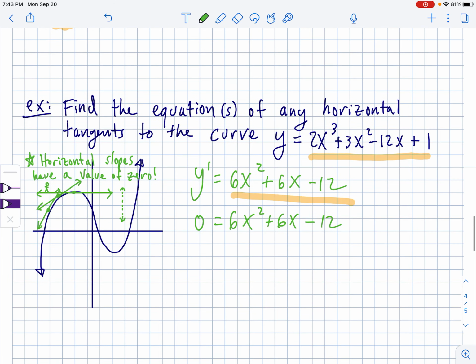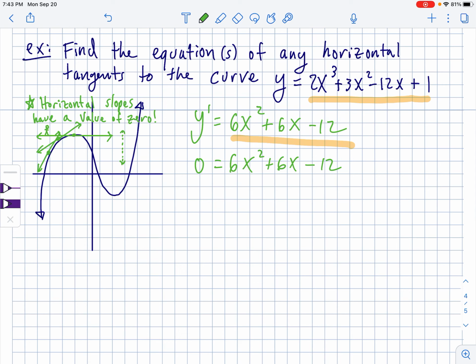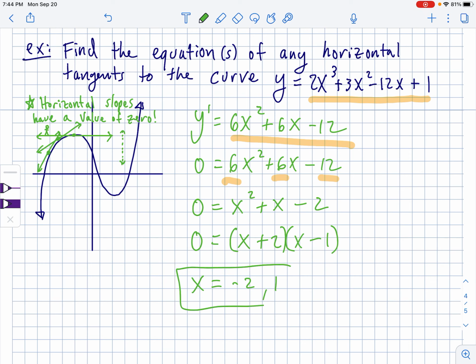Now it's a quadratic, and some people might look at that and go, oh man, do I have to multiply 6 and negative 12 and then find all the numbers that multiply to that and add to blah, blah, blah. But notice that all these numbers are divisible by 6. So you can actually divide both sides by 6. And 0 divided by 6 is just 0. There, much better. Nicely factorable. Two numbers that multiply to negative 2, but add to 1 are negative 1 and positive 2. Set them both equal to 0, and you get negative 2 and 1.